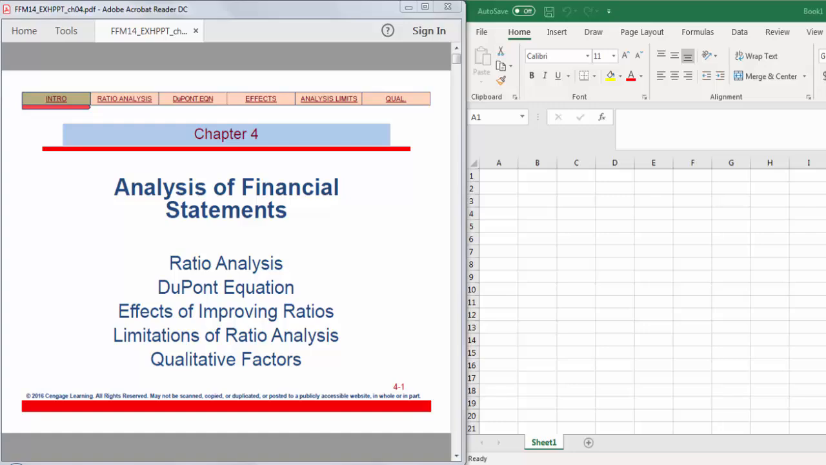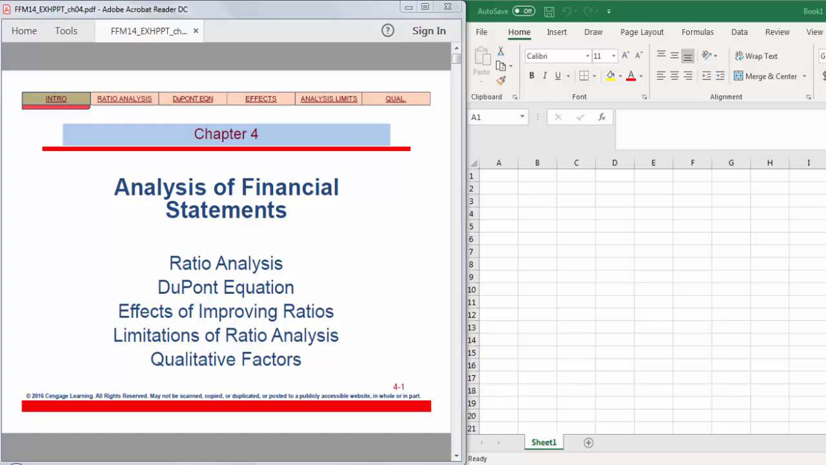Welcome to Chapter 4, Analysis of Financial Statements. And in today's chapter, we'll continue with our discussion on the basics of financial statements that we had covered in the previous chapter. Specifically, we'd like to understand how we can best use the understanding that we gathered about financial statements. So we look at things such as ratio analysis.